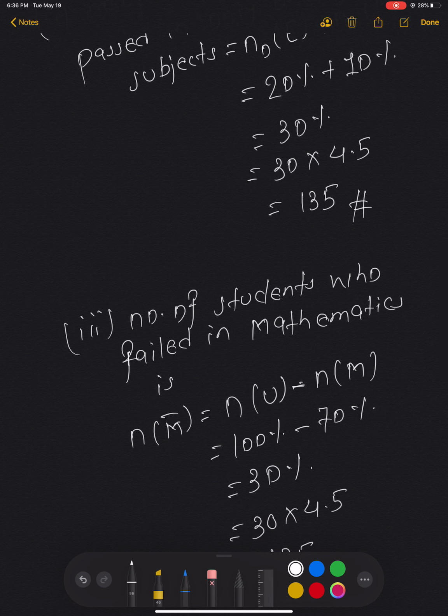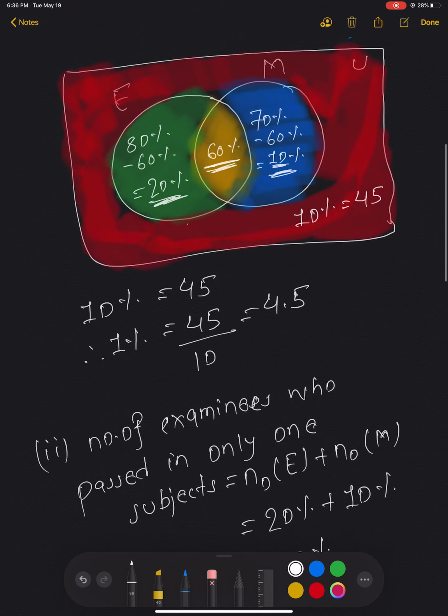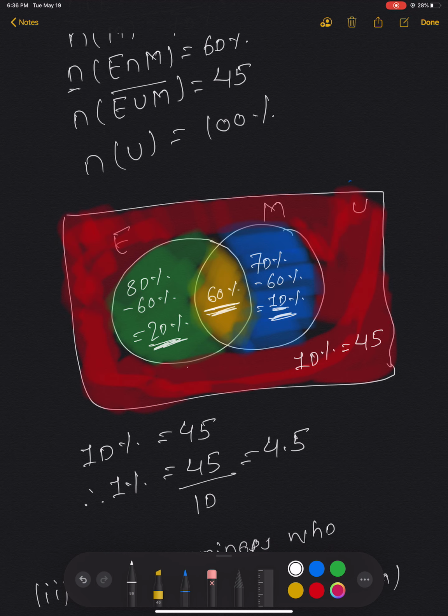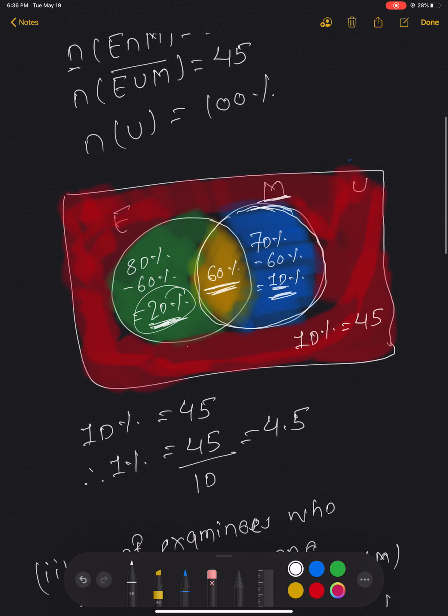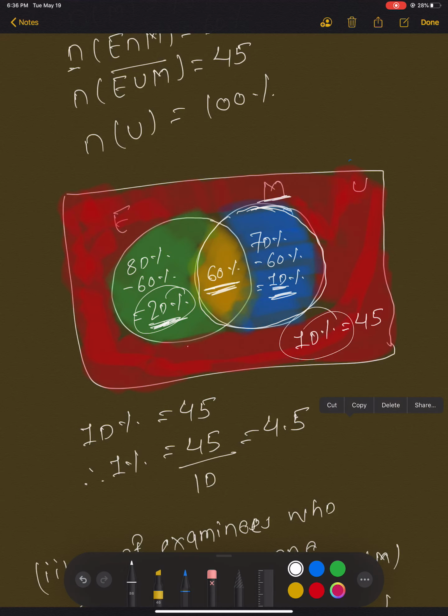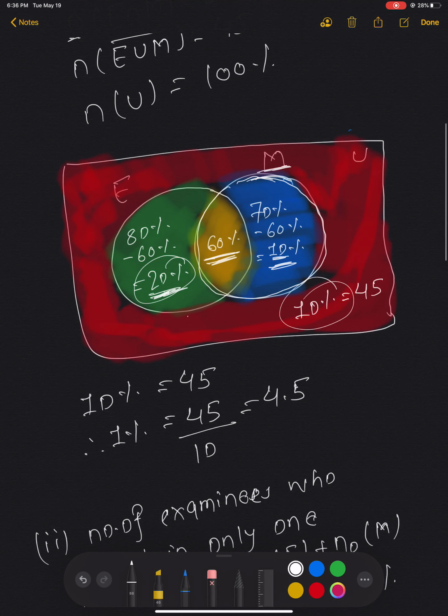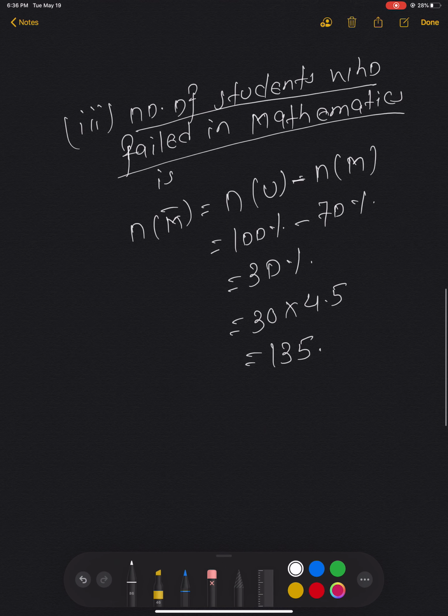Now let's see what that means in the Venn diagram. Who failed in mathematics is, look here, the M set, the whole set, that is the students who passed in mathematics. So how much is left now? The 20% is left, and the 10% is left. So you can write directly 20% plus 10% from the above Venn diagram. That gives you 30%. So 30 times 4.5 gives 135.